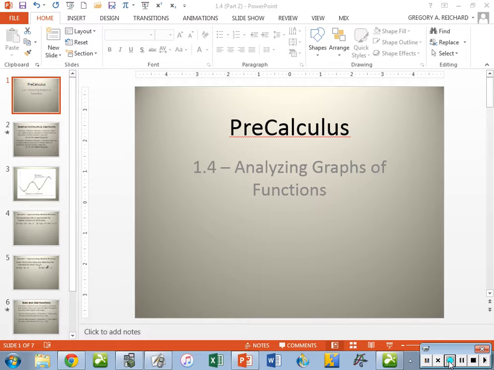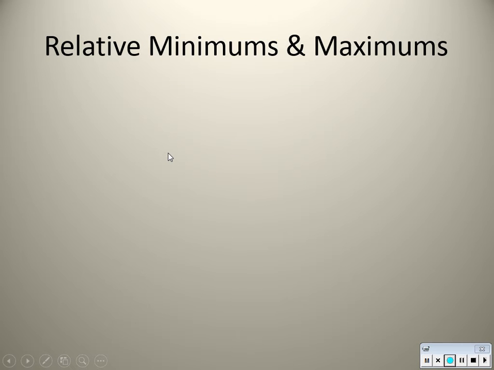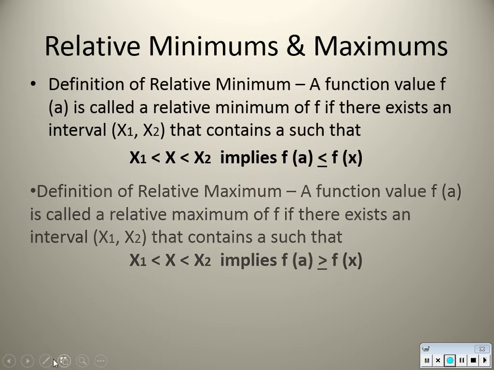So one of the things that we're going to look at in this video here is what's known as relative minimums and relative maximums. So a relative minimum is a point on the graph where the graph changes from decreasing to increasing, and I'll show you an illustration of that in a moment. And then a relative maximum is the opposite. It's the point where a graph goes from increasing to decreasing. So a graph can have multiple relative minimums, a graph can have multiple relative maximums.